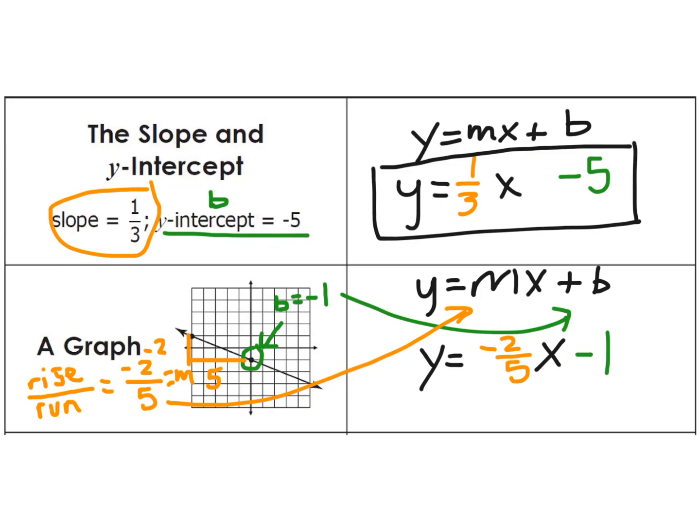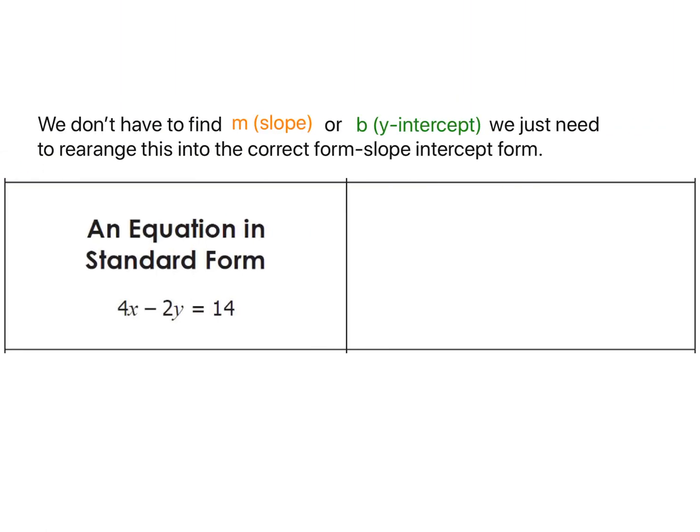Okay, let's go look at our third way that we learned to write the equation of a line. And I would like you to add this note into the side margin of your review sheet. Okay, it says, or it should say, we don't have to find the slope or the y-intercept. We just need to rearrange this into the correct form. Okay, so what I'm going to do for this one is show all my work in this little box over here.